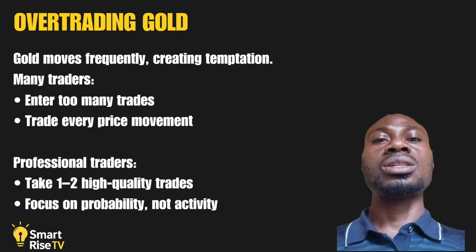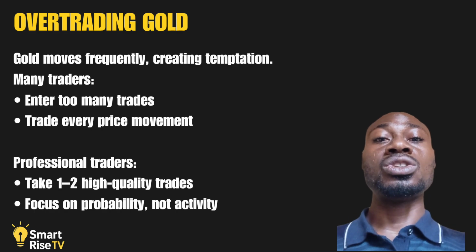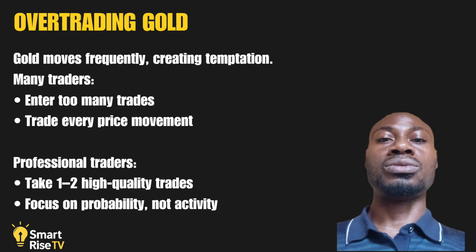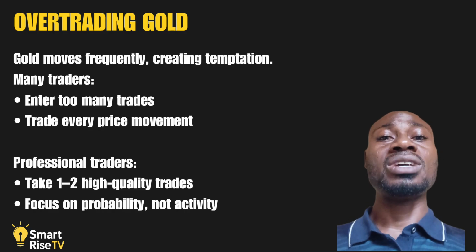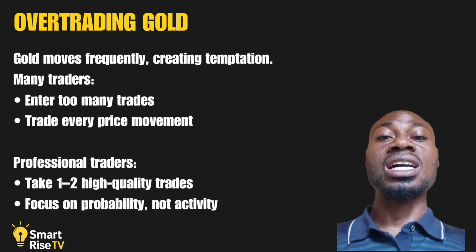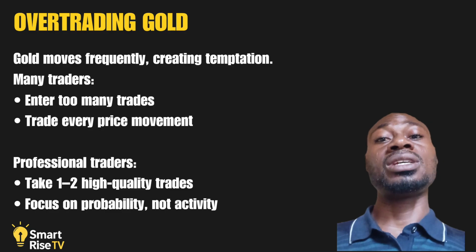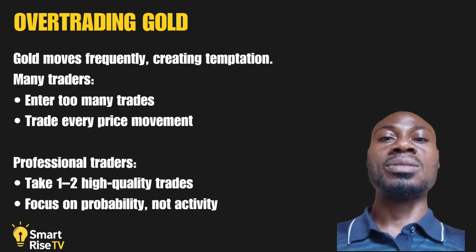The sixth mistake is overtrading gold. Many traders lose money trading gold simply because they trade too often. Gold moves a lot, and that movement creates temptation. Traders see candles moving and feel like they must always be in the market. But the truth is this: the best gold traders are extremely selective.